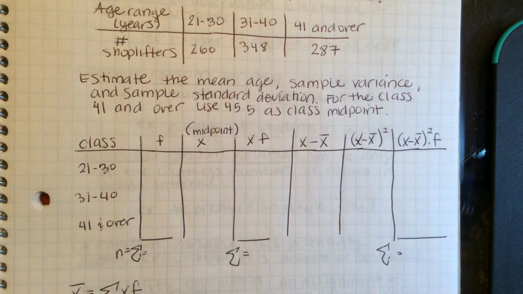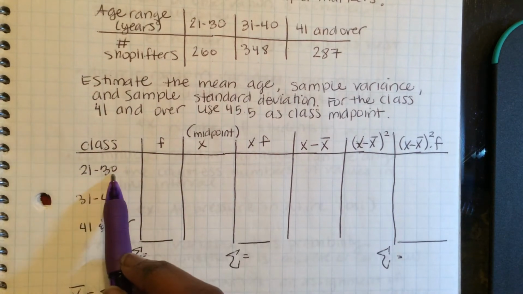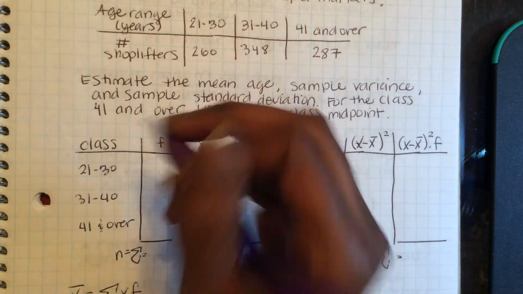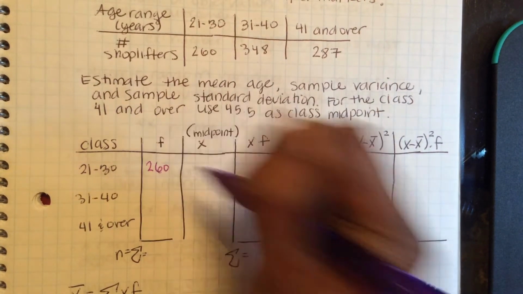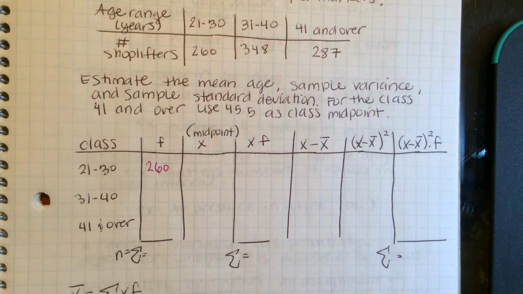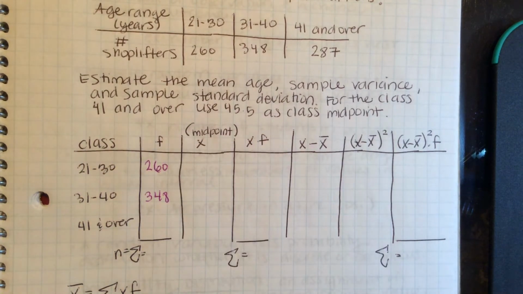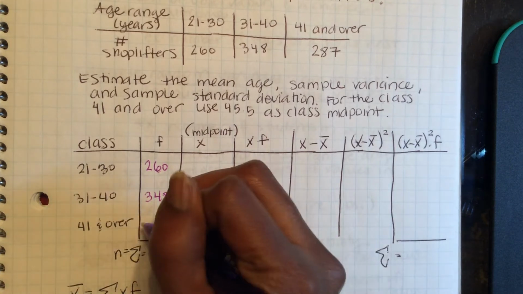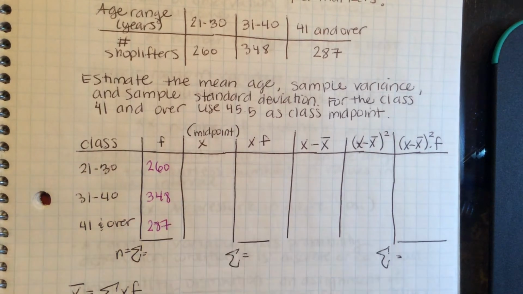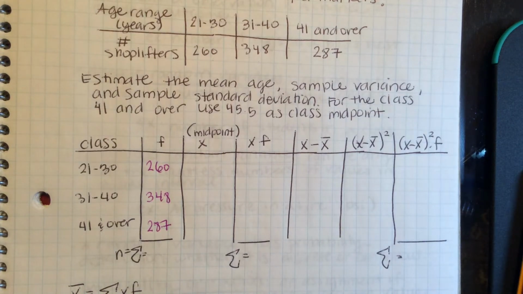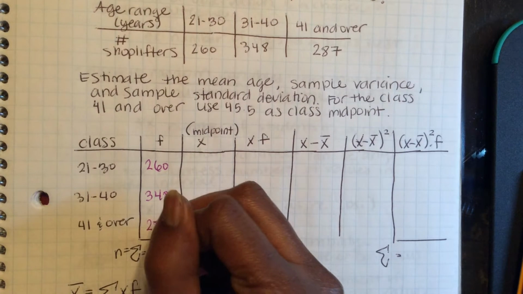So first, for the classes, 21 to 30, the frequency is 260 shoplifters. 31 to 40 had 348. And 41 and over had 287. So let's see, the sum of the total frequencies, 260 plus 348 plus 287, is 895.